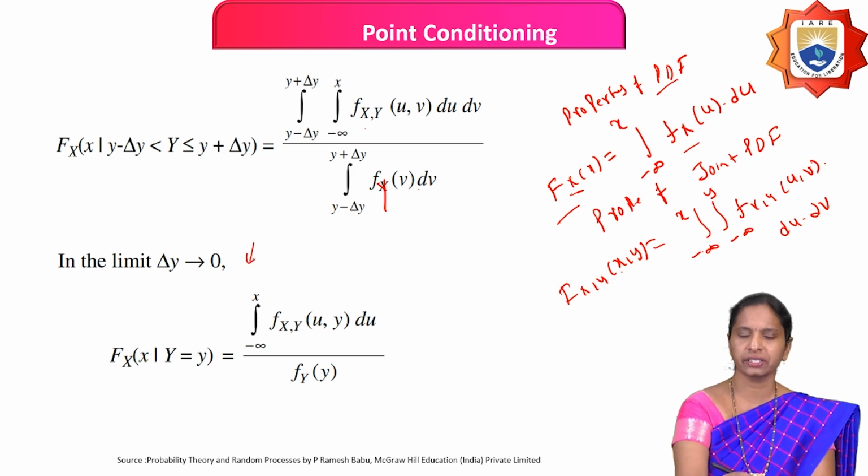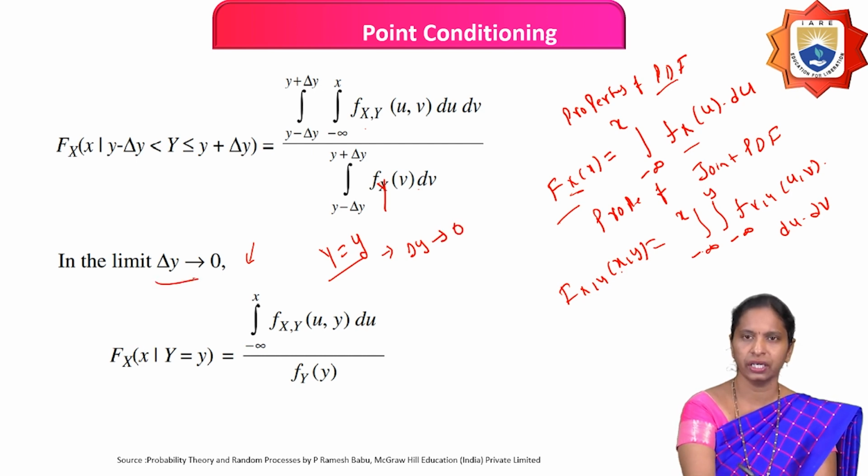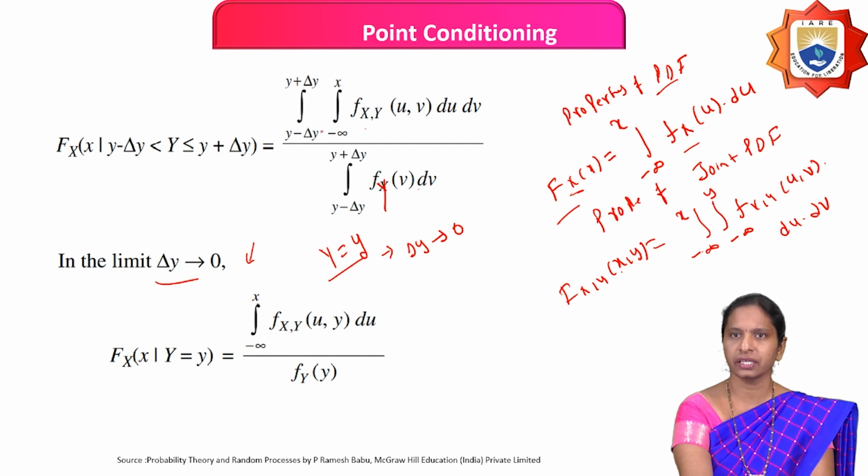Now for point conditioning, what I told you is that the random variable y should take a specific point or specific value. So this is possible in the case of delta y tending to 0. Therefore substitute delta y equals 0. Then you can rewrite this equation as integration from minus infinity to x of fxy(u, ...). So this random variable y is taking a single value. Therefore in place of this, what can you substitute here? y. So fxy(u, y). Previously it was taking the interval y minus delta y to y plus delta y. If delta y tends to 0, it is taking a single value. Therefore fxy(u, y) du divided by.